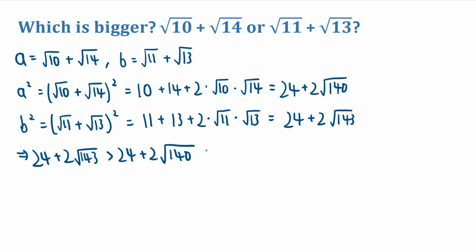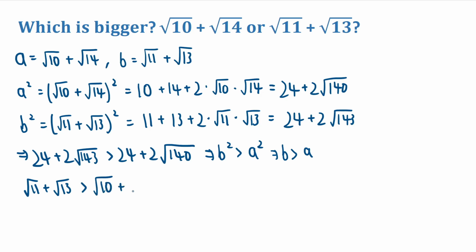Well, the 24 plus 2 square root of 143 is the b squared, and the 24 plus 2 square root of 140 is the a squared. So we can conclude that b squared is greater than a squared. Since a and b are both positive numbers, b squared greater than a squared implies that b is greater than a. This essentially means that if the square of one number is greater, then the original number must also be greater too. Since b is greater than a, if we look at the original values we set for a and b, we can conclude that square root of 11 plus square root of 13 is greater than square root of 10 plus square root of 14.